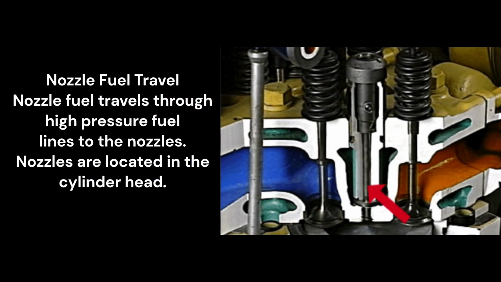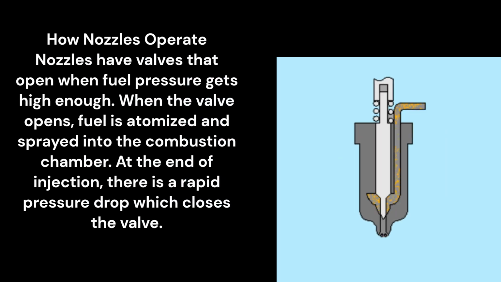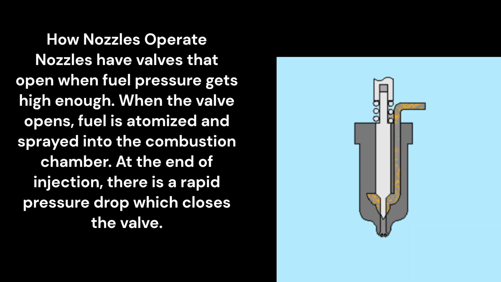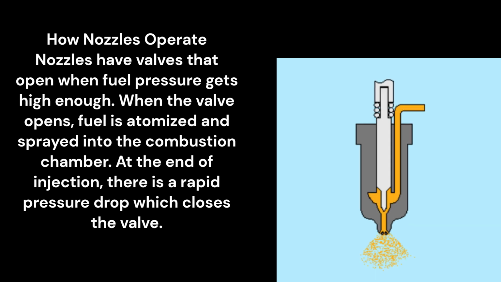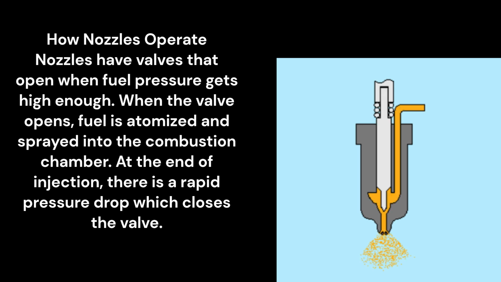Nozzle fuel travel. Fuel travels through high-pressure fuel lines to the nozzles. Nozzles are located in the cylinder head. How nozzles operate. Nozzles have valves that open when fuel pressure gets high enough. When the valve opens, fuel is atomized and sprayed into the combustion chamber. At the end of injection, there is a rapid pressure drop which closes the valve.